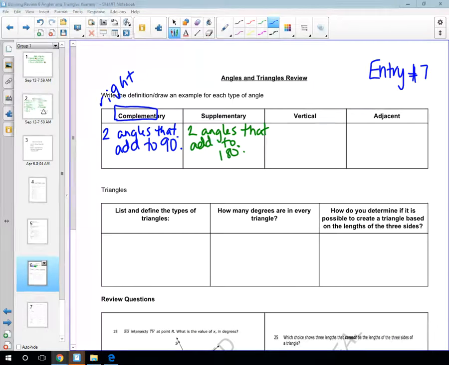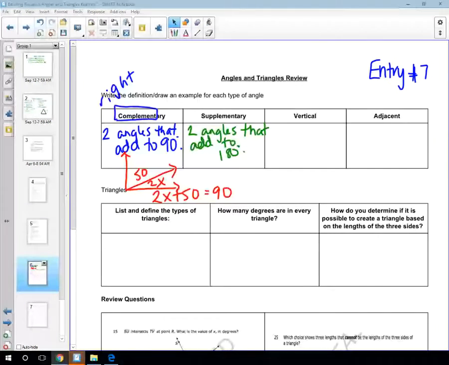So what do complementary angles look like? If they add up to 90, what does a 90-degree angle look like? Looks like a right angle. So we're going to draw, if we have complementary angles, we'd have a right angle, and it would be broken into two parts. So let's say this is 2x. Let's say this is 50. So we have 2x plus 50 equals 90, and we can solve for x.